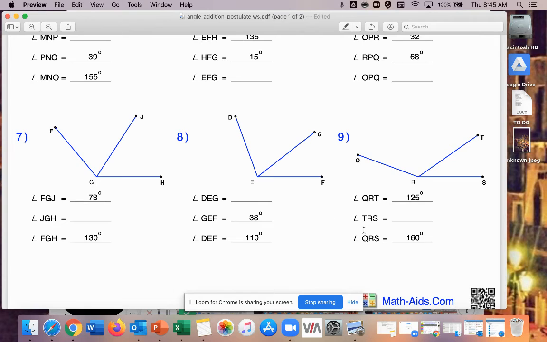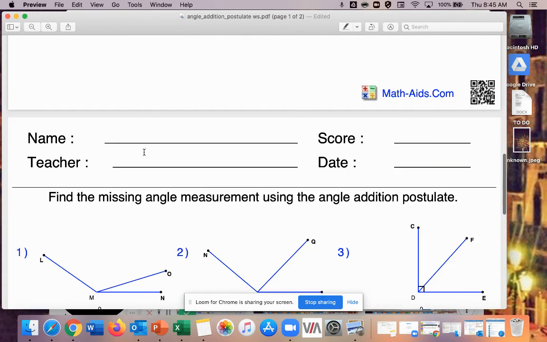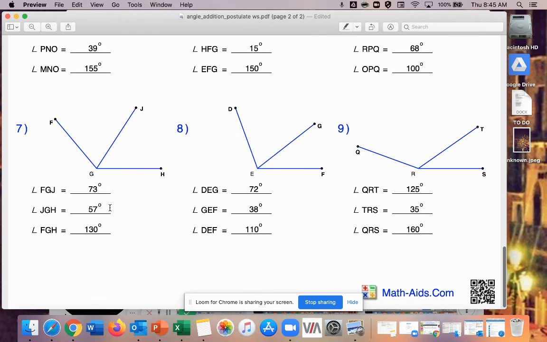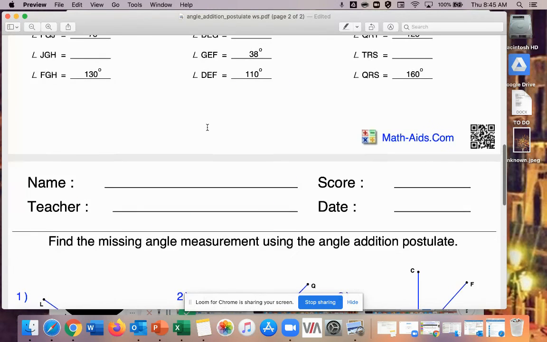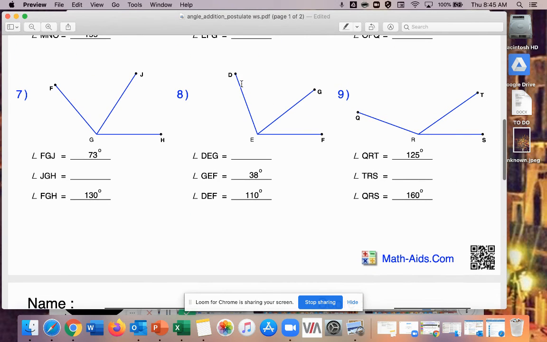Hopefully you were able to solve these. We're given FGJ is 73, so this section is 73. This total is 130. So you take 130 and subtract 73, and you should get 57. Actually, all the answers are down here. Oh, but then I don't know which one you're solving for. Then we've got DEG right here. We're trying to find this section. We're given this section, GF is 38, and the total is 110. So we do 110 minus 38, and we should get 72.